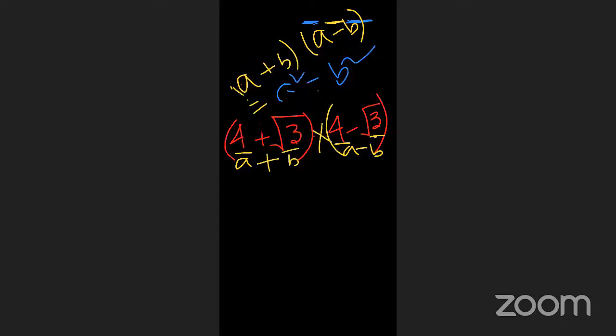Wait, participants are still joining. The formula was A square minus B square. Third formula.